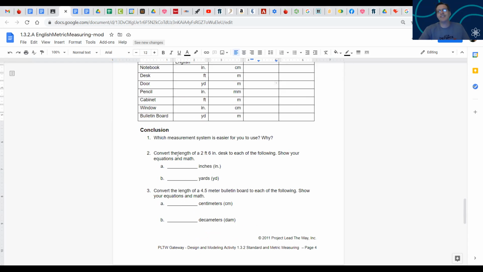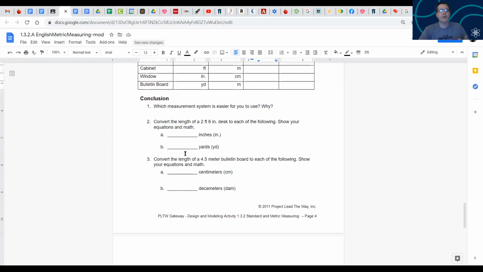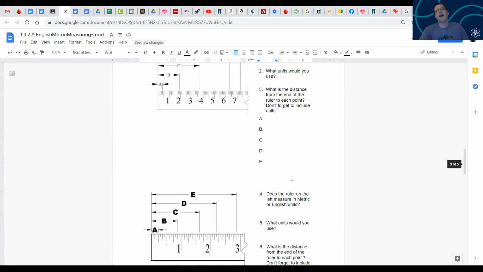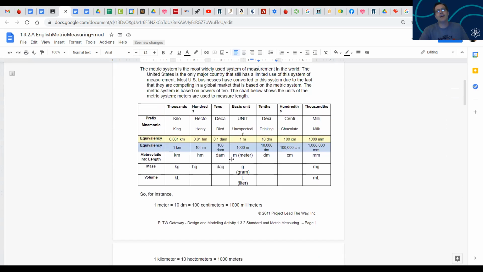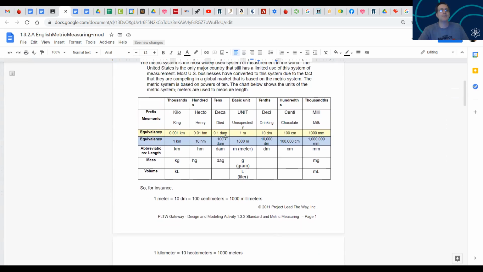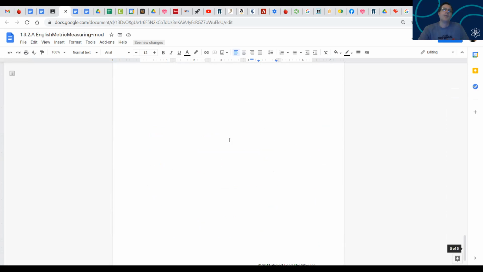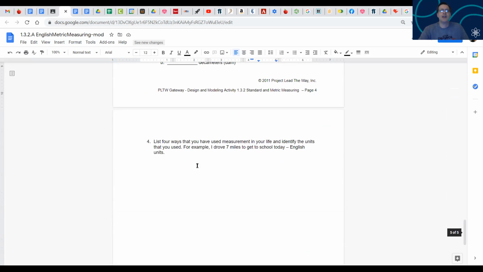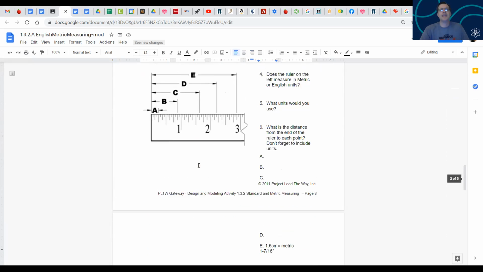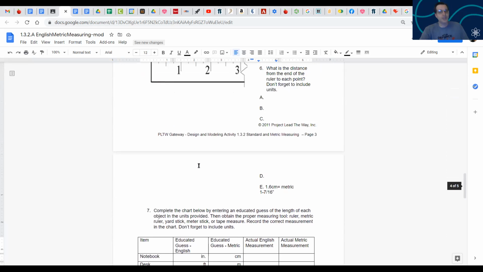These ones here, you're going to convert inside of a system. So 2.5 feet into inches, and then also into yards, both directions. Centimeters, decameters. If you forget what centimeters and decameters are, hey, look, there's this thing up at the beginning that shows decameters and centimeters, what their relations are to each other. And then, give me some examples of measurement that you use. There's plenty. You use measurement all the time.